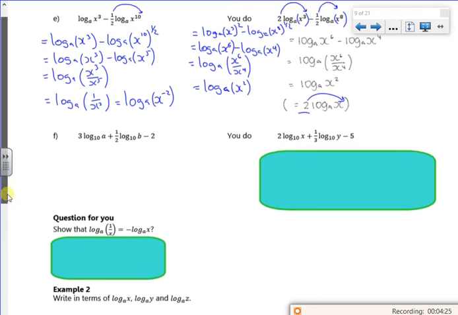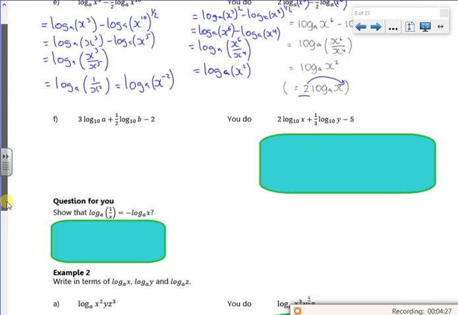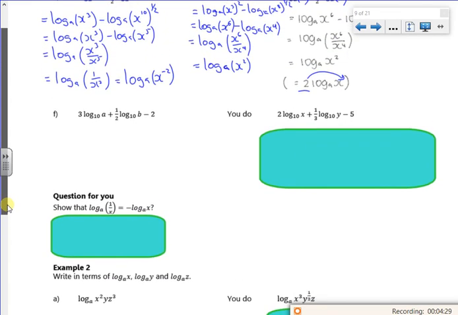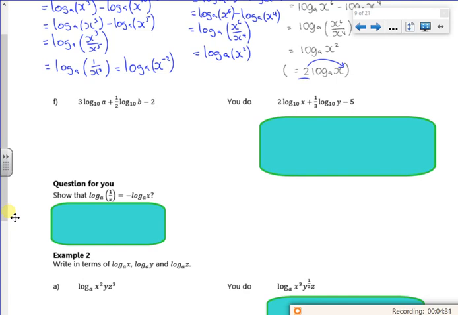Have we got time to do these other ones and there's that question for you? Right. So take the 3 up, take the half up, and see that as 2 times 1, which would be log to base 10 of 10.